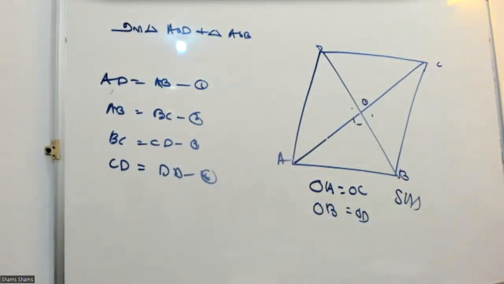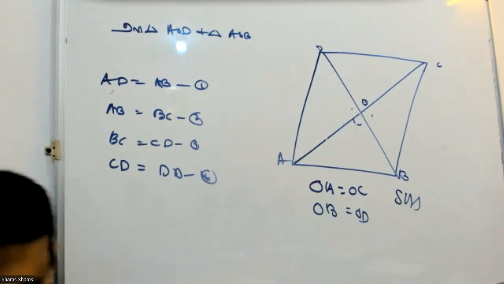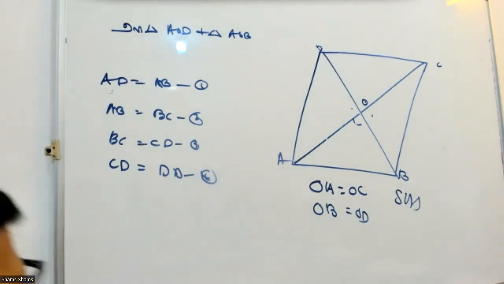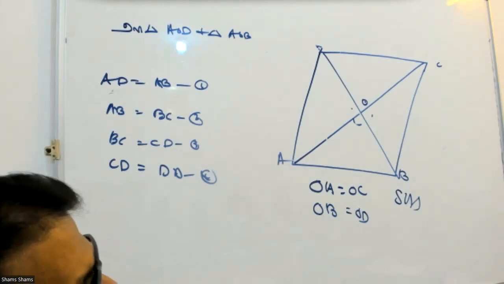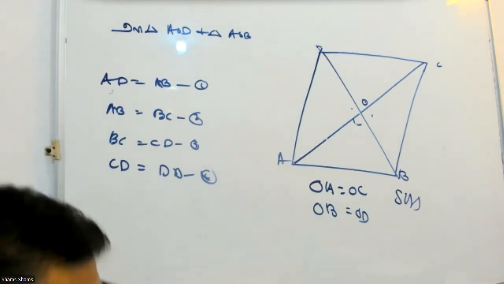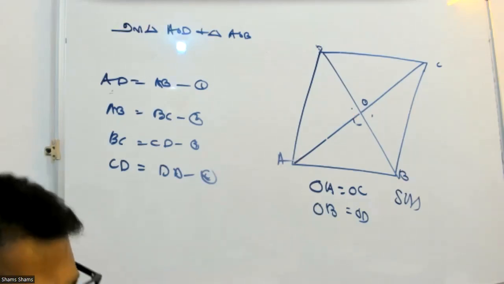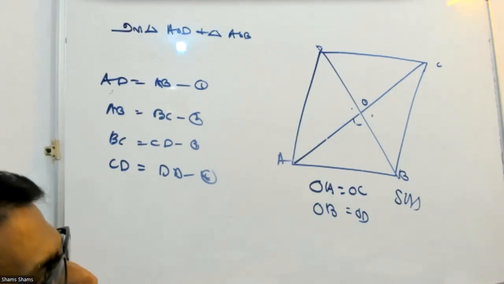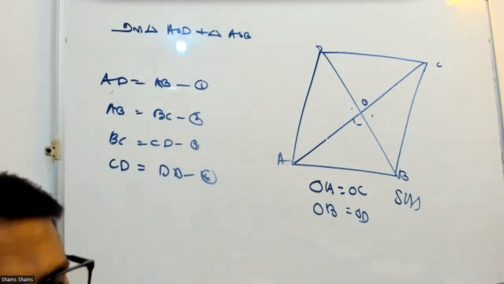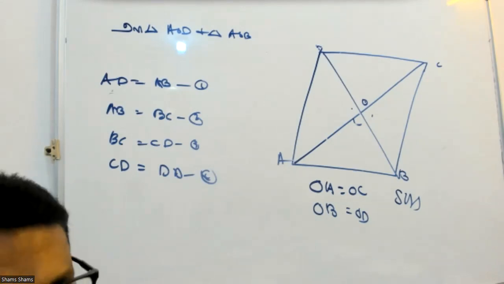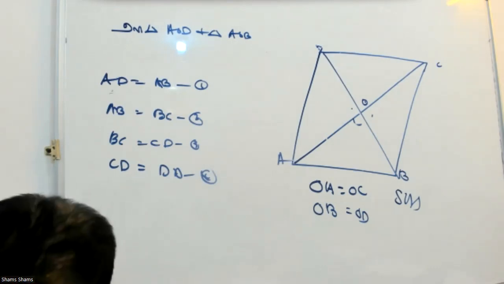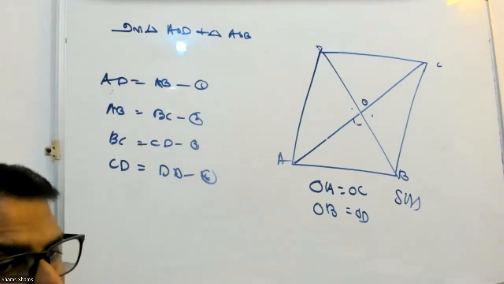Given: ABCD is a quadrilateral in which OA equal to OC, OB equal to OD. Next line, angle AOB equal to angle BOC equal to angle COD equal to angle DOA equal to 90 degree. All angles 90 degree. Understood? Clear or not? Is it okay? Yes, sir. After that, proof.